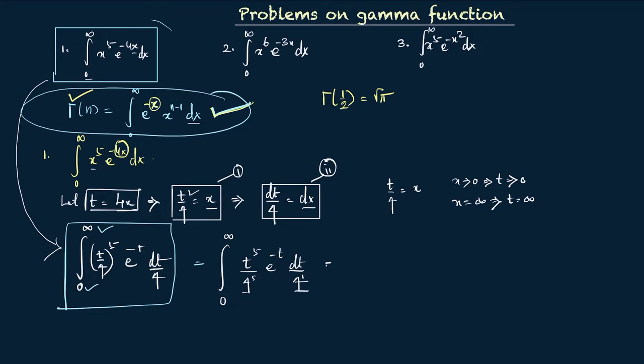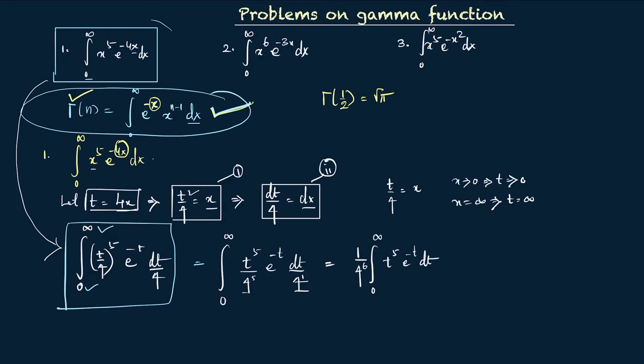So we will take the constant outside: 1 by 4 to the power 6. The power of 4 here is 5 and the power of 4 here is 1. If the base is equal, then we add the powers, so 5 plus 1 equals 6. So 1 by 4 to the power 6 is common, so I took it common. Next, t to the power 5, e to the power negative t into dt.